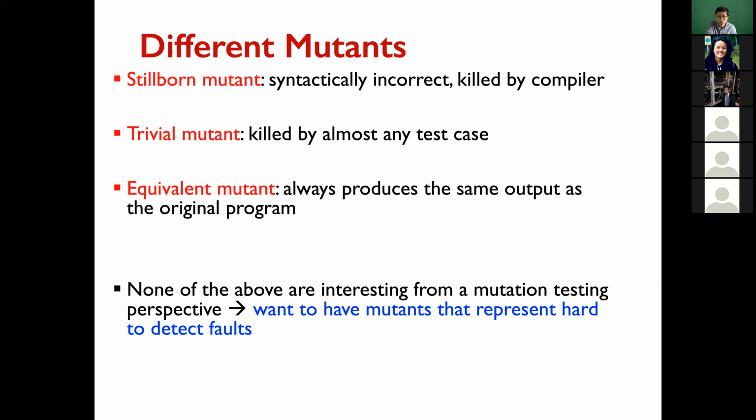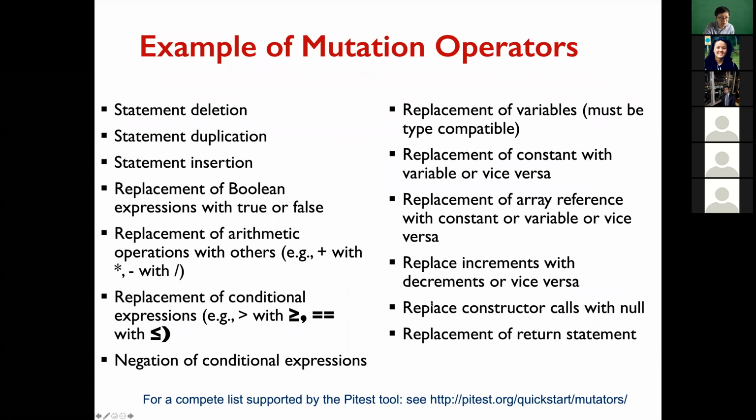We don't want these. What we want are mutants that represent hard-to-detect faults, right? A good mutant should be hard to detect, should represent some faults that your existing test cases may not detect. So there are some examples of mutation operators, and you can look at a more complete list following the link below. There are some examples like statement deletion. You can delete a statement, right? Or statement duplication. You can just duplicate a statement.